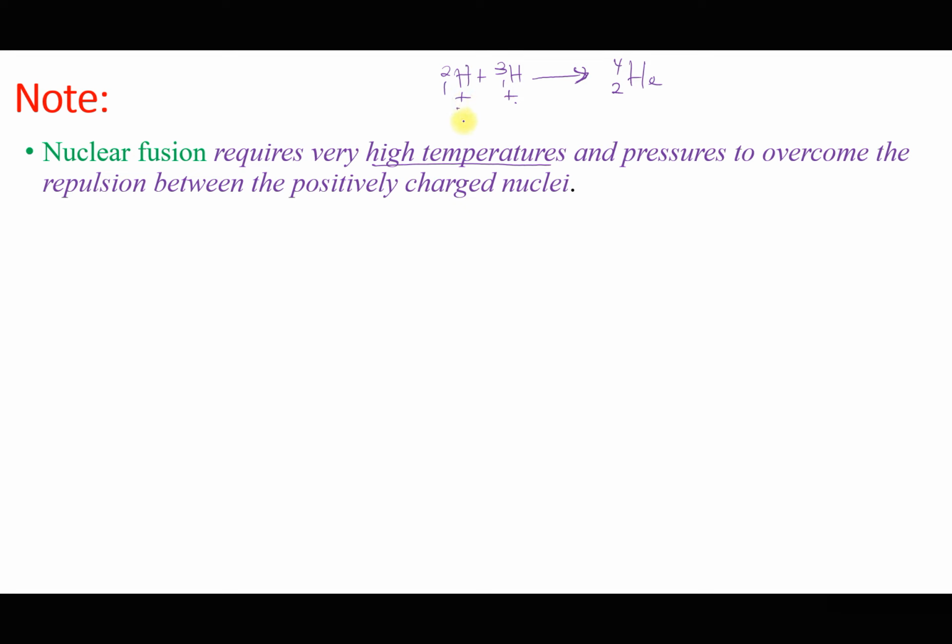So nuclear fusion requires a very high temperature and pressure to overcome the repulsion between the positively charged nuclei, which are coming together. Because they have like charges, they are bound to repel. And because we know that they are bound to repel, for the fusion to occur, for them to come closer together, the force of repulsion must be overcome. This means they should have a lot of kinetic energy. That's why it is only possible at a very high temperature, because high temperature means high kinetic energy of these nuclei. So they can overcome the force of repulsion for fusion to occur.